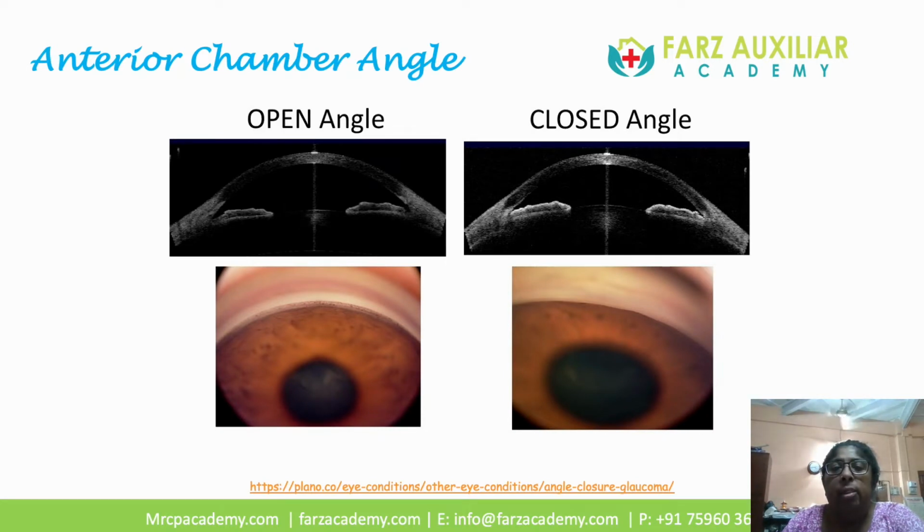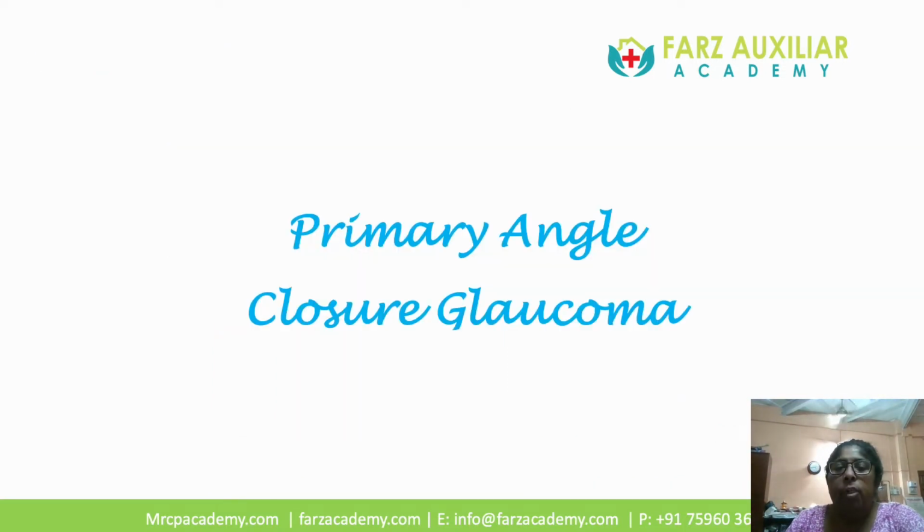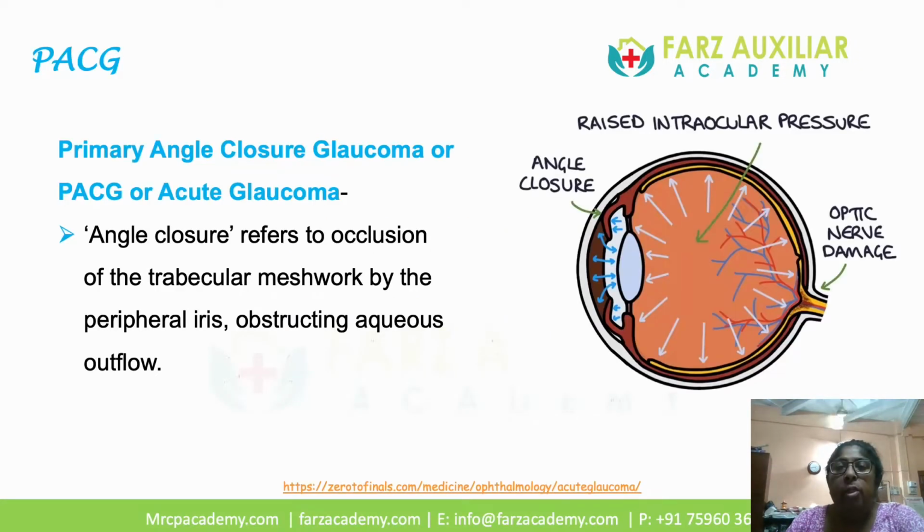This is the anatomical difference between open and closed-angle glaucoma. In the top part, we see the view on anterior segment OCTs, and in the bottom part, the view on gonioscopy. First of all, primary angle closure glaucoma, also known as PACG or acute glaucoma. Angle closure refers to occlusion of the trabecular meshwork by the peripheral iris, obstructing aqueous outflow.